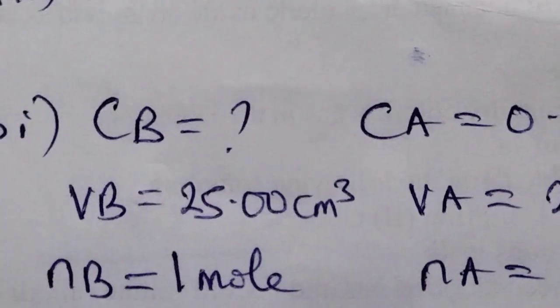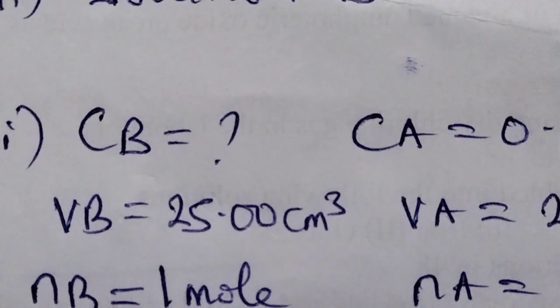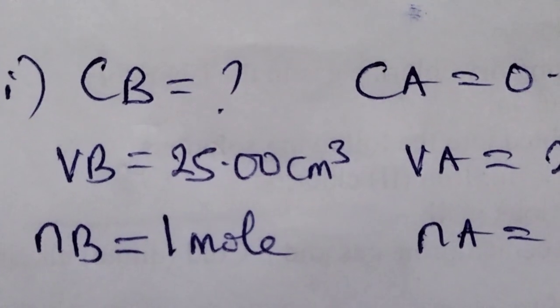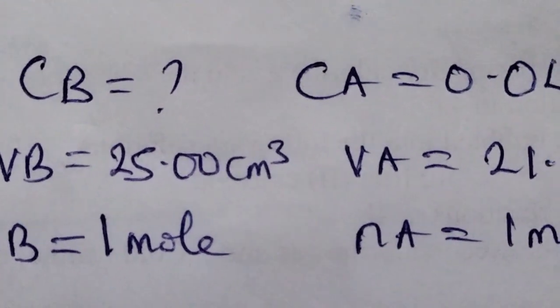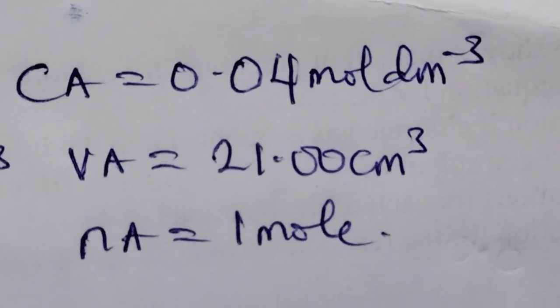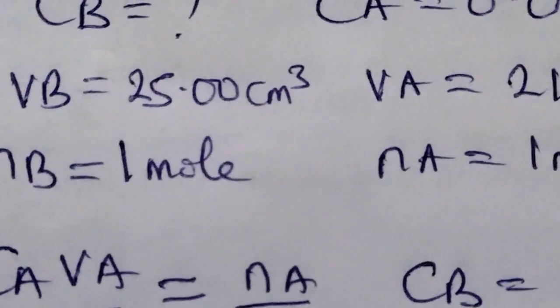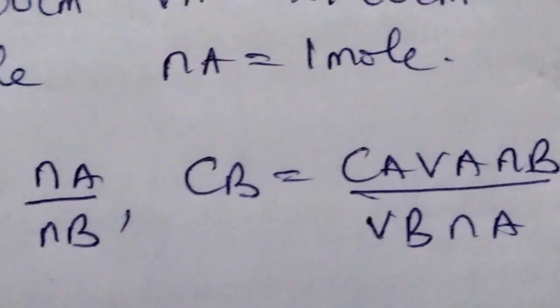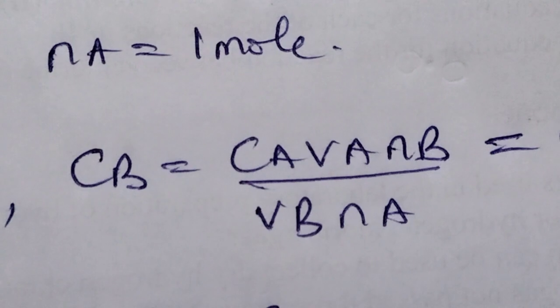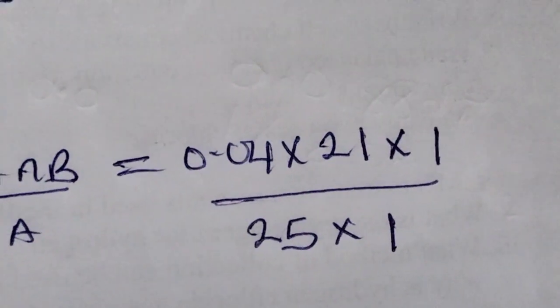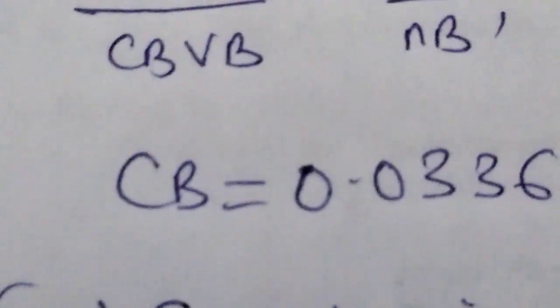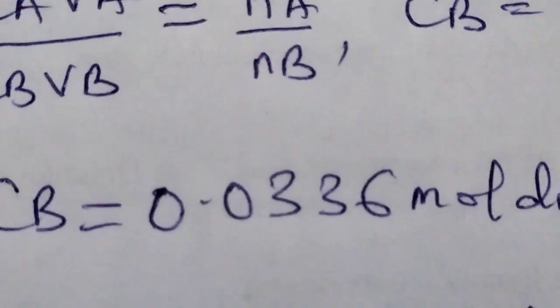Then BI says we should find the concentration of B, the base, in mole per dm³. We have the values we need itemized there. Our CB is unknown. Our MB is 1 mole, VB is 25, CA is 0.04, VA is 21.00. NA is also 1. NA and MB are for the balanced equation. Now applying the titration formula and making CB the subject, CB equals CA VA MB all over VB times NA. Substituting the values, 0.04 times 21 times 1 all over 25 times 1. Solving for CB, our CB is 0.0336 mole per dm³.